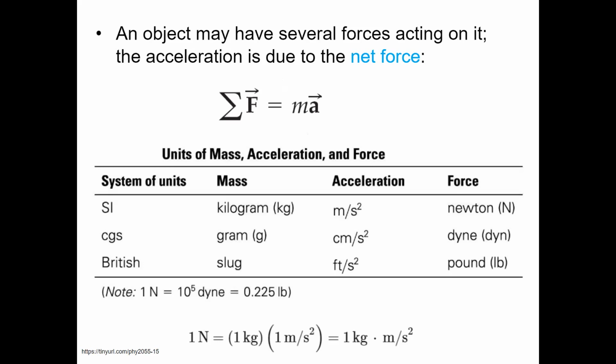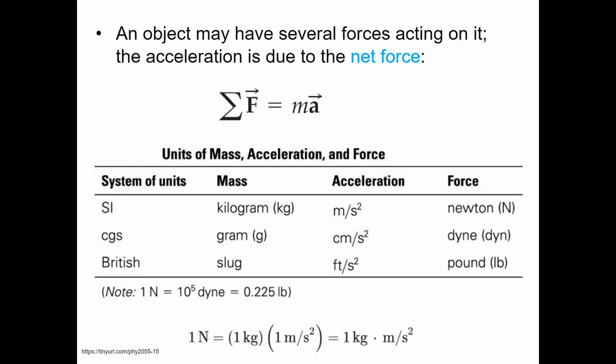Now, many times when you have an object, it's having multiple forces on it. So many times you'll be looking at the net force on the object, that equals mass times acceleration. In the previous scenarios, when we just had a single force, F equals m times acceleration. But in many cases, it's the summation of all forces, or what we call net force. When you see this summation sign of the forces, that means net force.